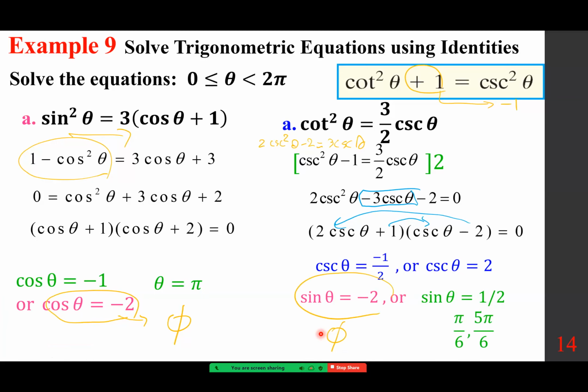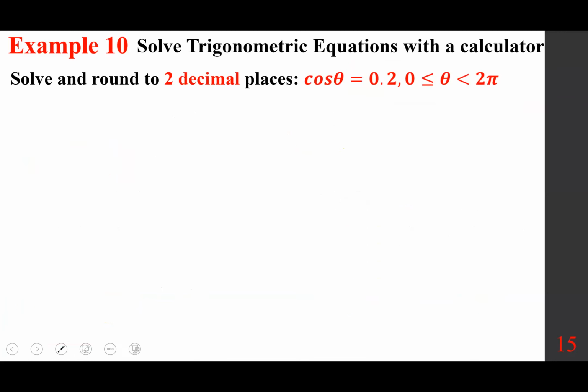All right, let's switch gears and take a look at slightly different types of questions that require perhaps calculators. So let's solve cosine theta equals 0.2 from 0 to 2 pi with 2 decimals. Well, this is not a common arc. I don't know the answer. I have to use a calculator, so I'm going to write theta is cosine inverse of 0.2.